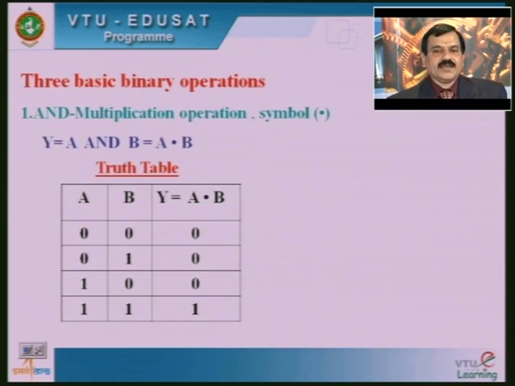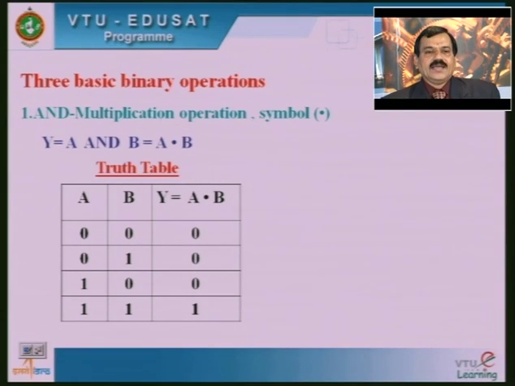The 3 basic binary operations are firstly AND operation, that is multiplication operation, and symbolically that operation is represented with a dot. For example, Y is equal to A and B can be rewritten as A dot B. Its truth table is given below, and it indicates A is one variable and B is another variable, and the multiplication value as a result Y is indicated as A dot B.